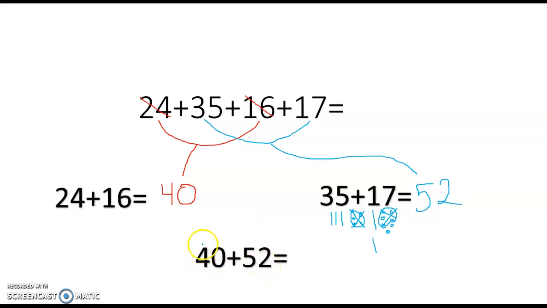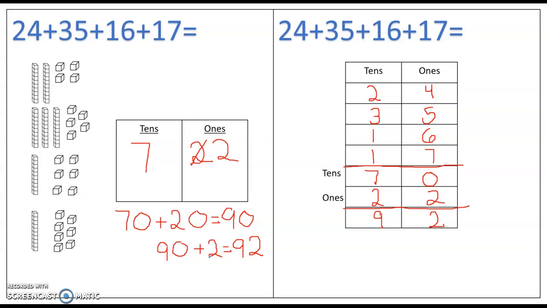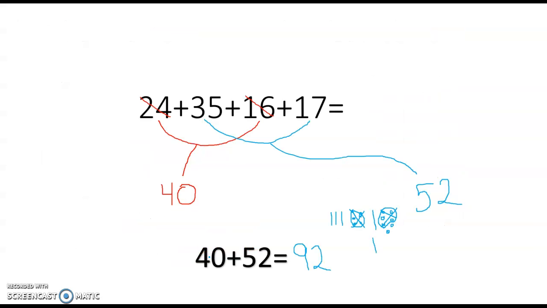It's a lot easier because I made a 10. So now all I have to do is add my tens. I know I won't have to regroup because this one's already a 0. 4 plus 5 equals 9. And then of course over here we have 2, so that 2 is going to stay the same. And our sum is 92. So of course, just like on this page, we got the same answer. We just used a couple different strategies to get there.